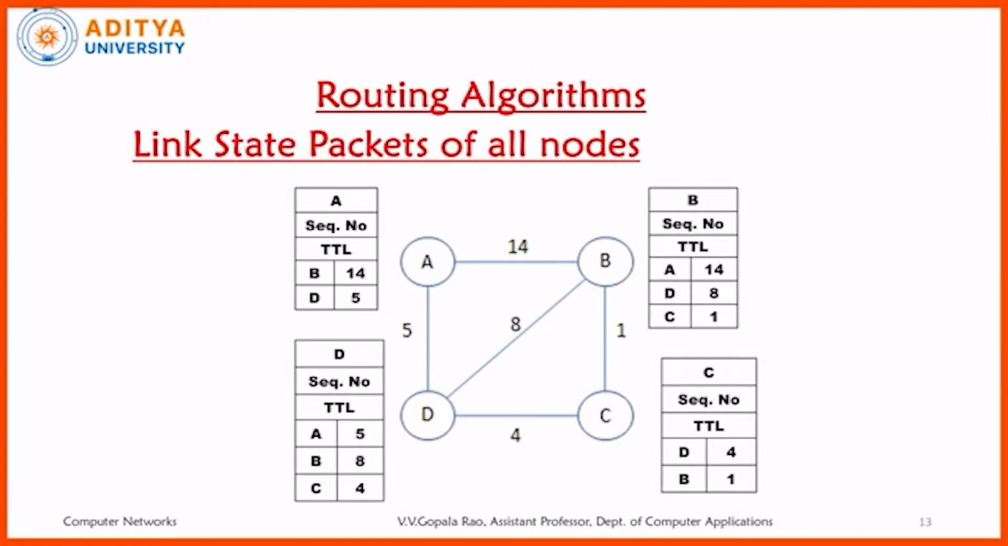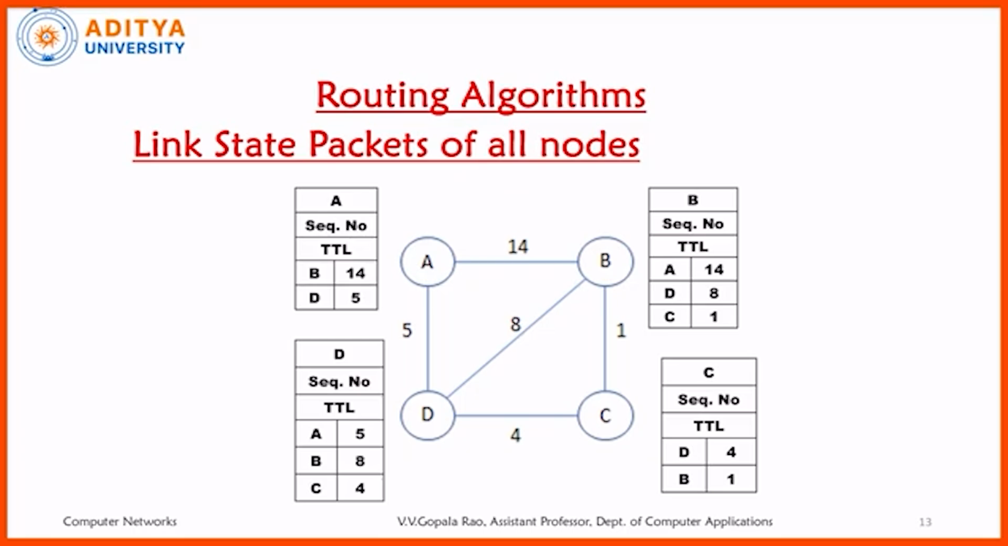Now if you see all the link state packets at all routers, this is the scenario. So A LSP, B LSP, C LSP, every router has its own information about its neighbors. So this is called the overall link state packets of all the routers. Now based on this, what can you understand?